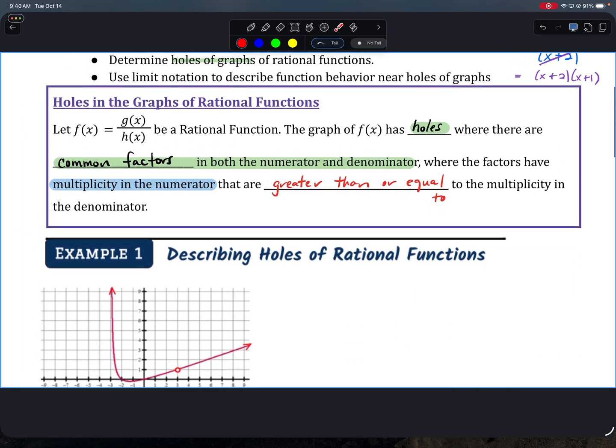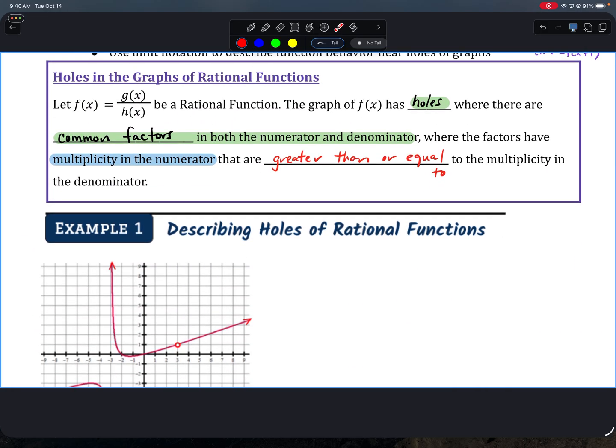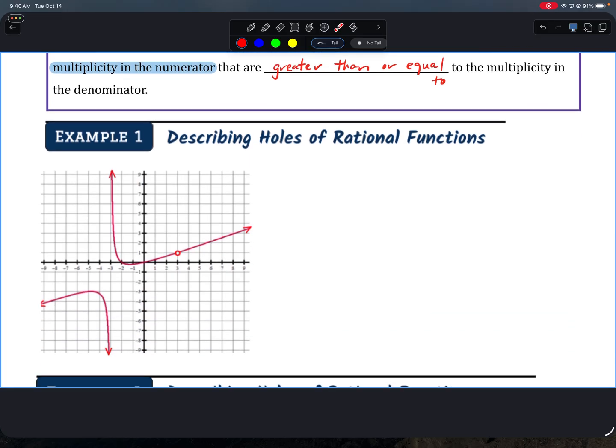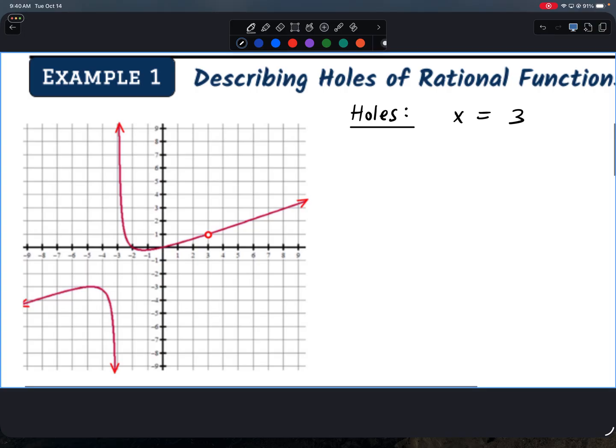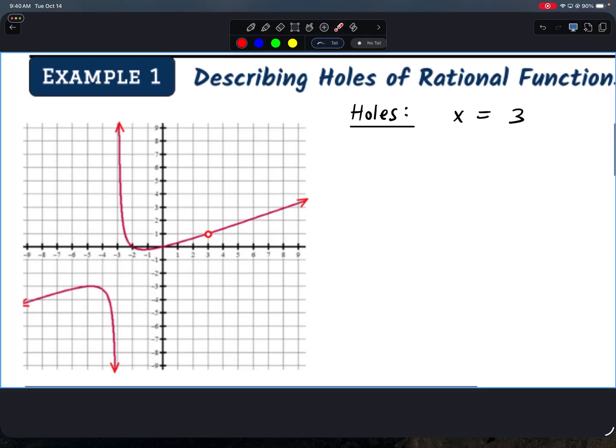All right, so let's do a couple problems. What I want us to do is identify first, where are there holes on the graph? So at what x value does it look like there's a hole? 3. So x is equal to 3, okay? Now, on this graph in particular, since we can see it, does it look like the hole is at the point 3, 1?